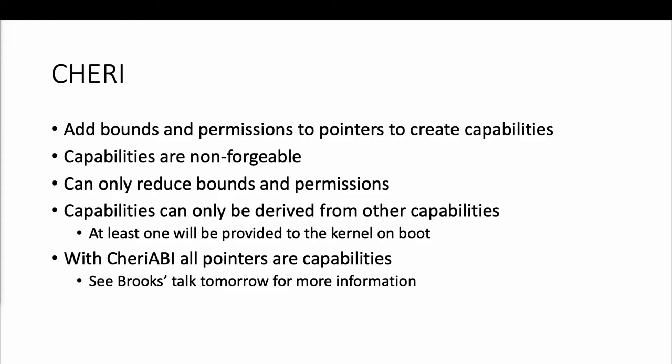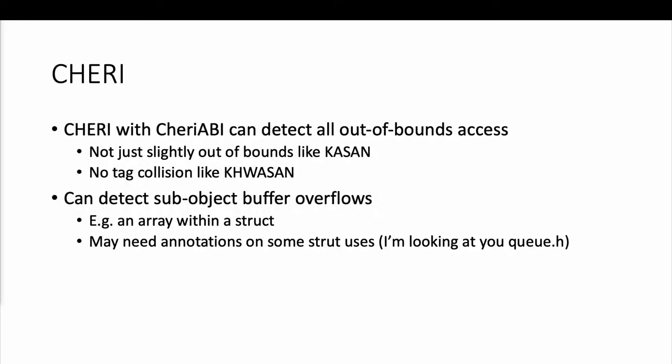We should see some experimental hardware soon, in a few years, with this, as ARM is interested and has been working on it. So we can say that, if the capabilities are set up correctly, we can detect out of bounds accesses. With a large allocation, the tag approach may miss a slightly out of bounds access, but we will detect a large out of bounds access because there's no tag collision, and that's KHWASAN, the hardware ASAN.